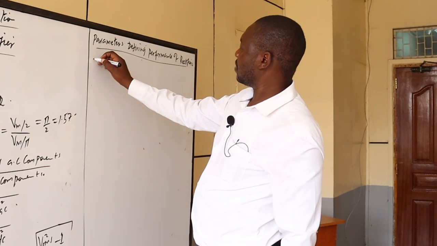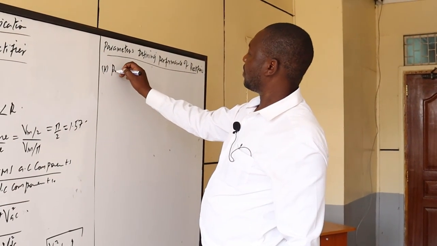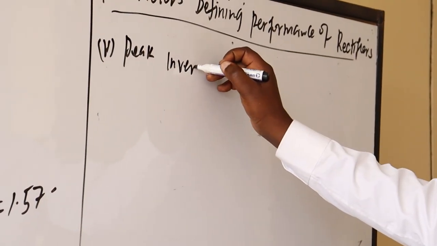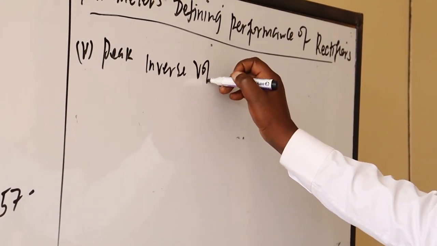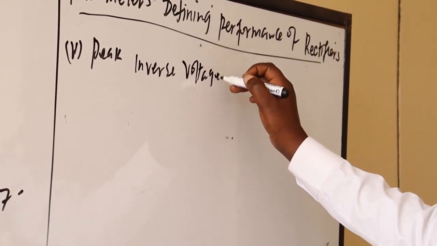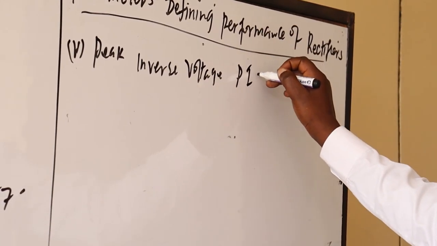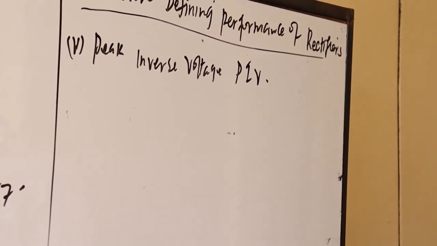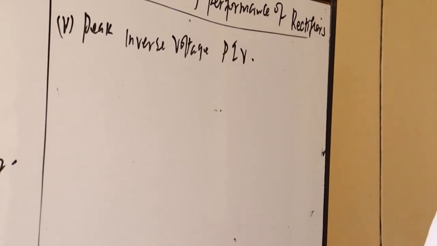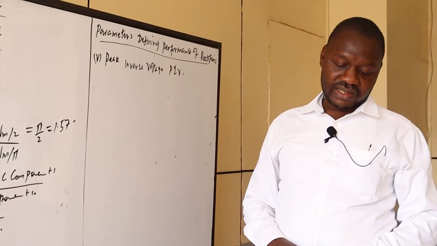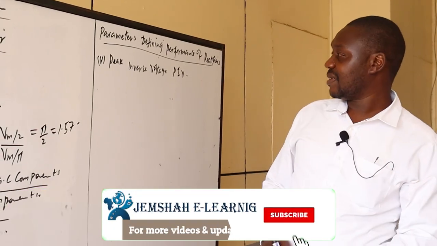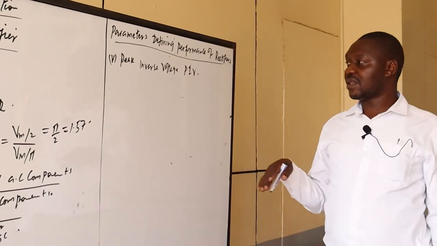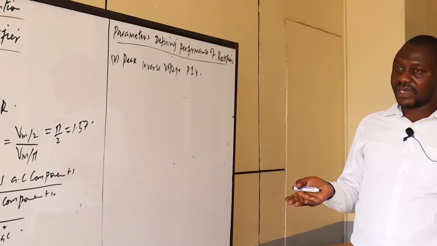Number 5 is the peak inverse voltage. That is what we call the PIV. Actually, the peak inverse voltage refers to the maximum voltage that a diode can withstand when it is reverse biased, without getting damaged.